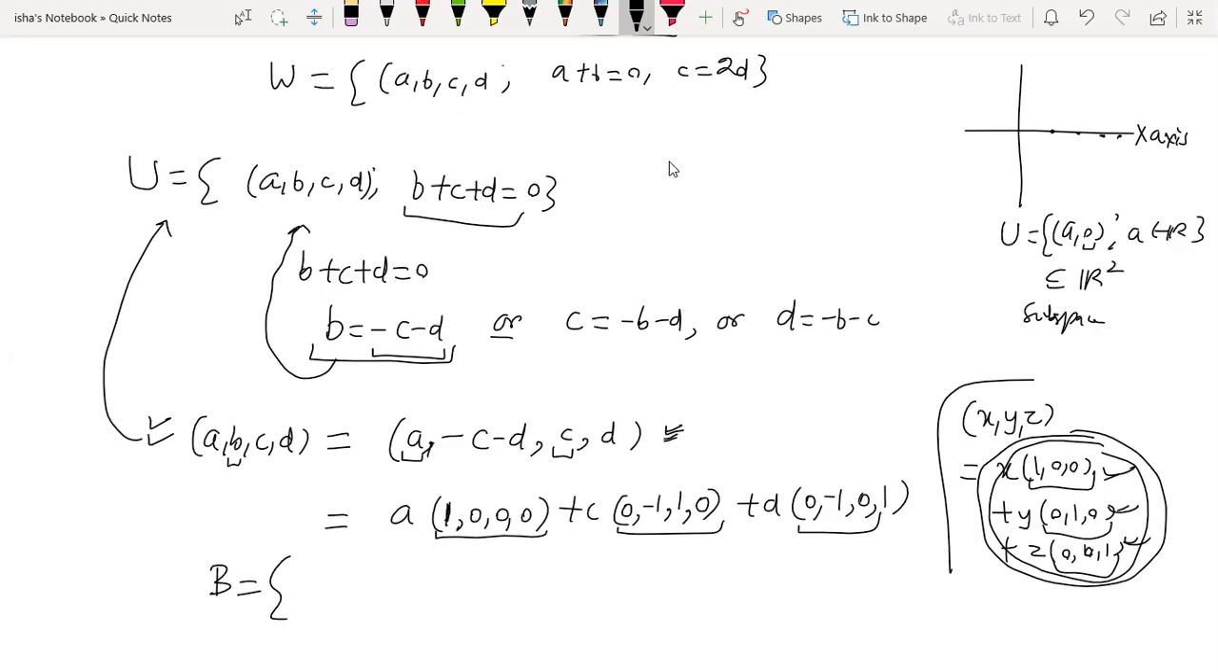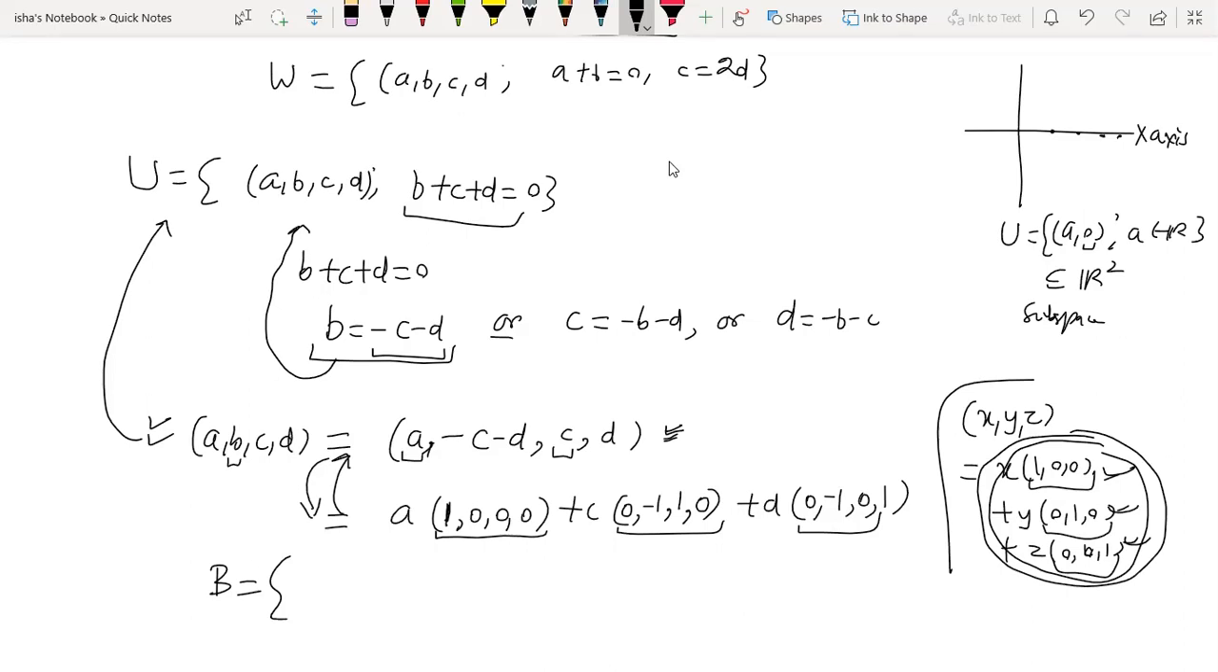If anybody has doubt about how we came from here to here, what you can do is a back calculation. Again, you try to go from here to here, you will reach the same point. The first will be a 0 0 0, then 0 minus c. So you multiply with scalars and then add, you will get back the same point. That way you will be learning how to do this.